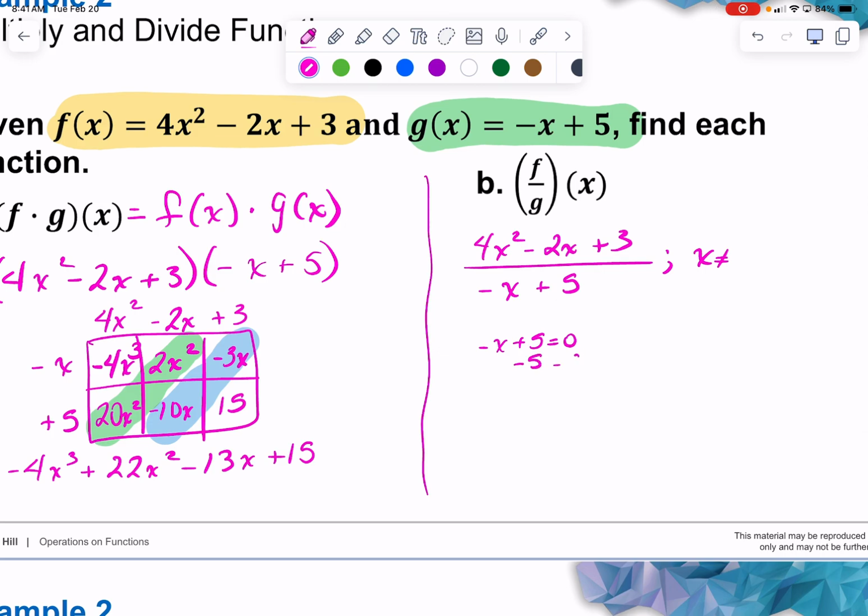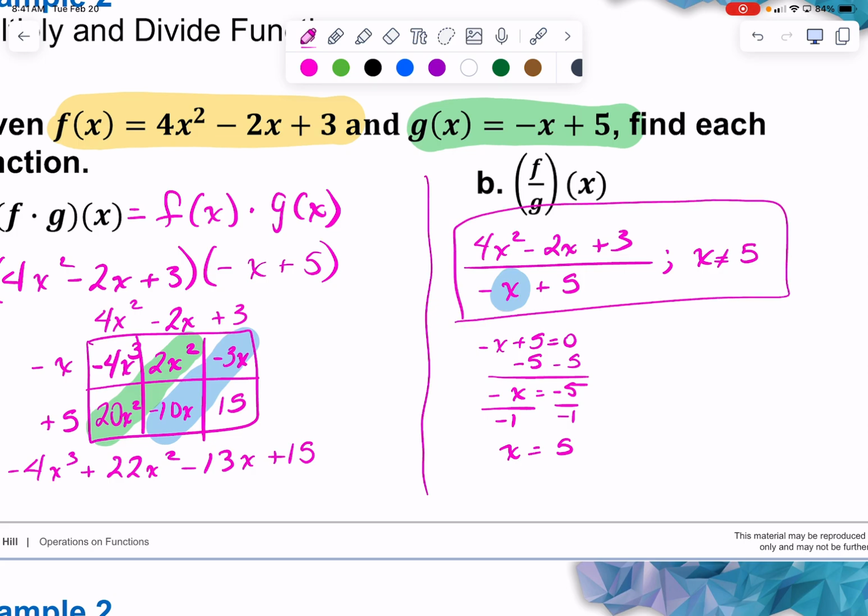So minus 5 minus 5. So negative x equals negative 5. I'm going to divide both sides by negative 1, so x equals positive 5. So this means that if I use a 5 right here in my denominator, it's going to end up being 0. Can I divide by 0? No. So this causes a vertical asymptote in my function, so x cannot equal 5. Make sense? Any questions?